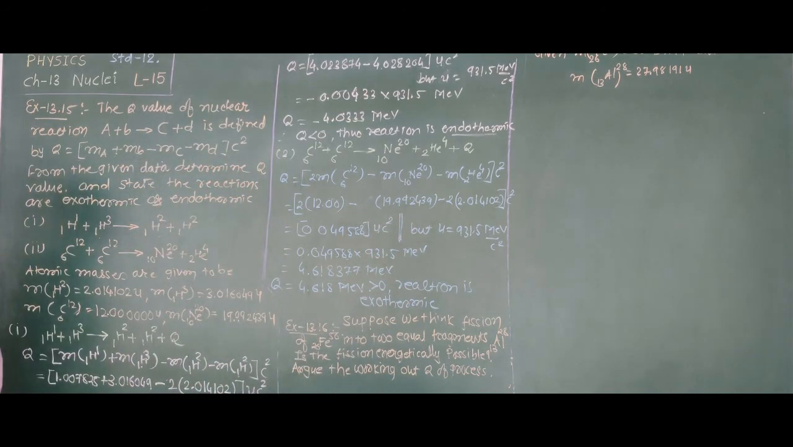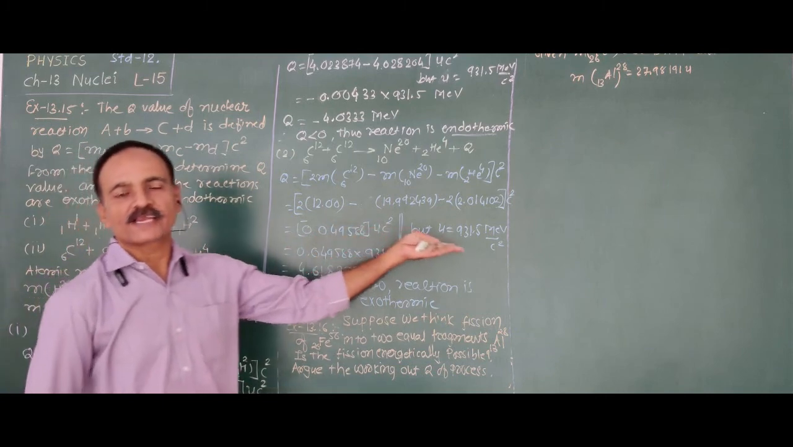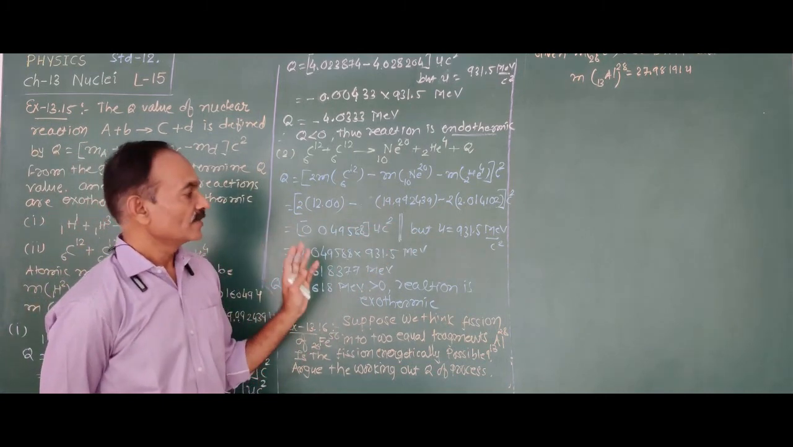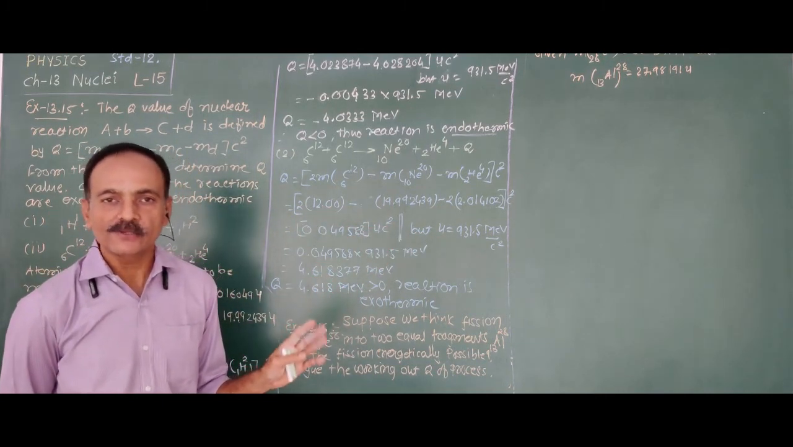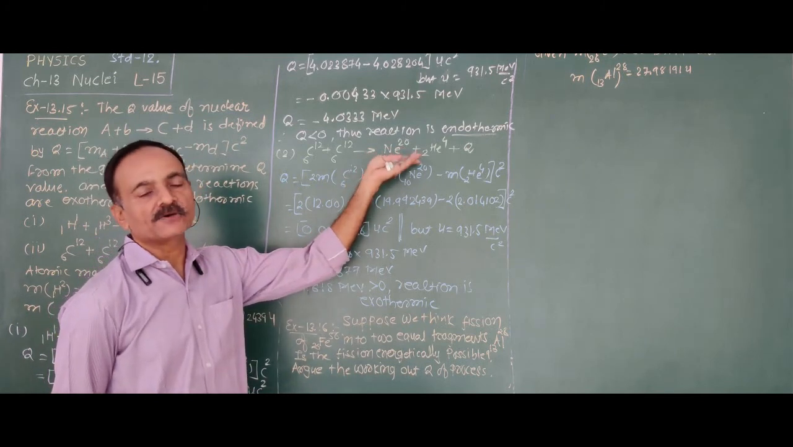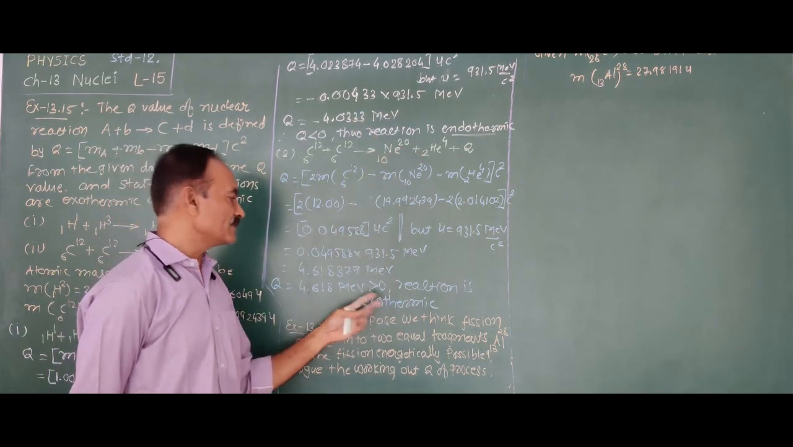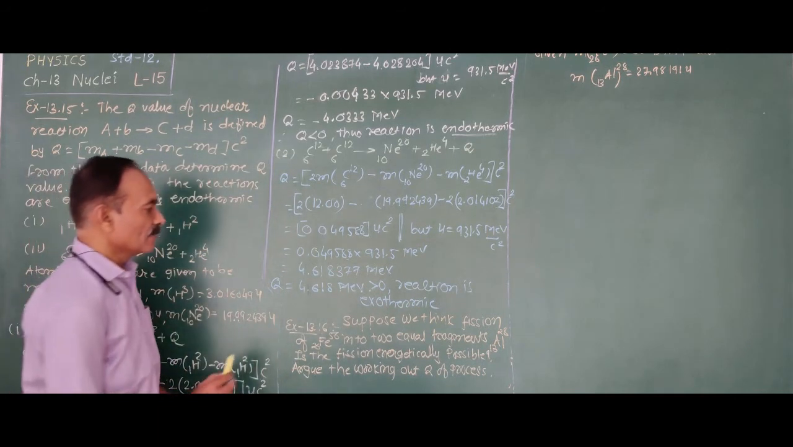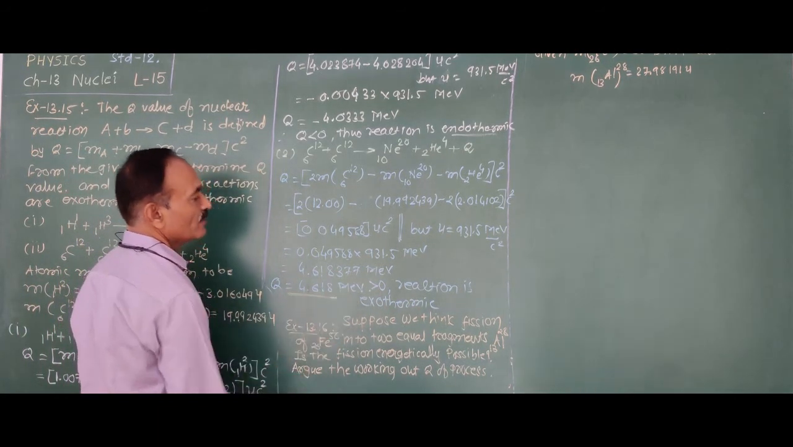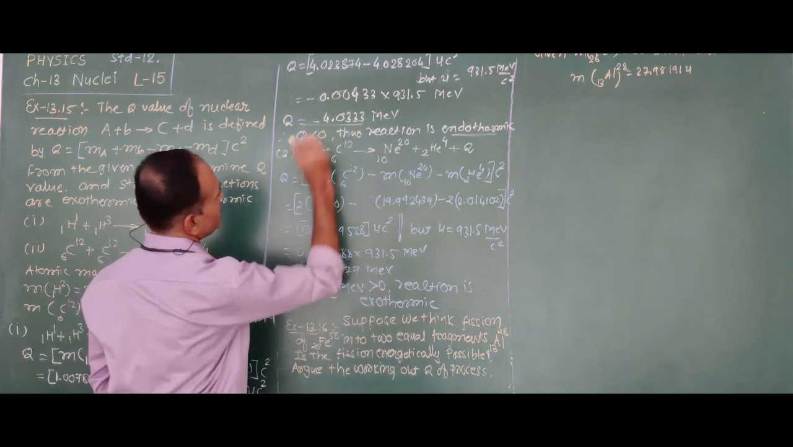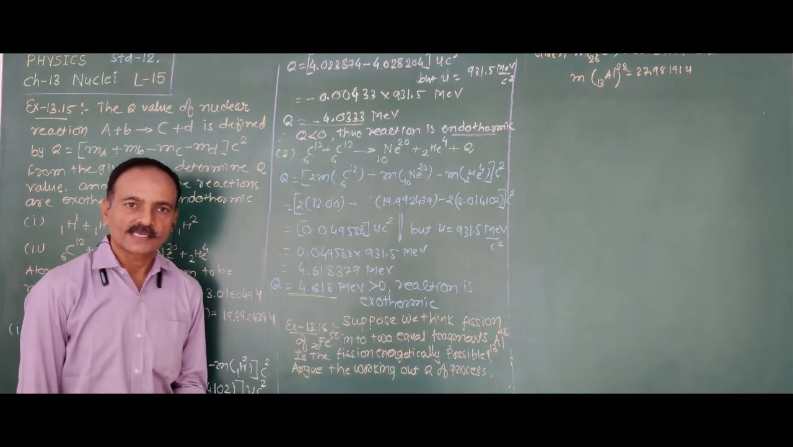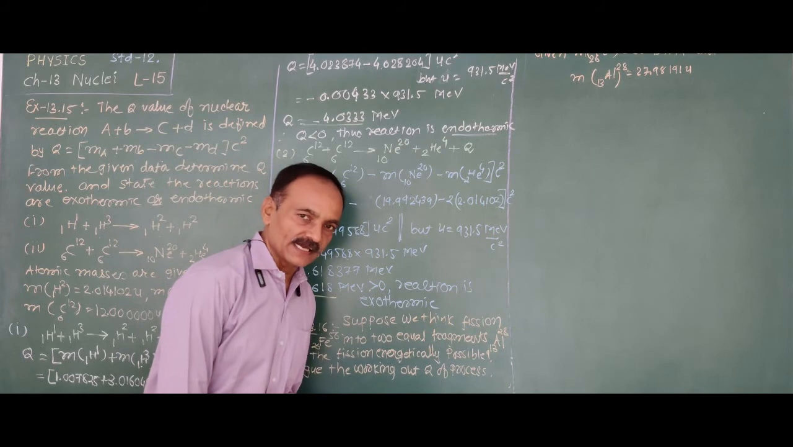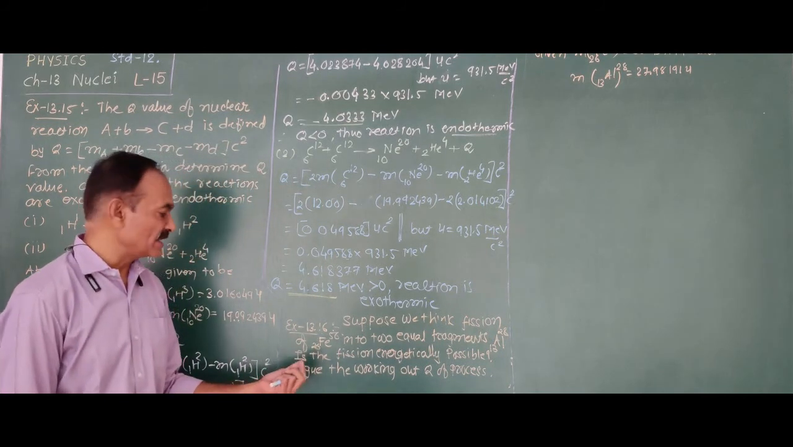Clear? Here the numerical value we have to substitute and calculation is required to find out the Q value, and if the Q is less than 0, reaction is endothermic, and if the Q is greater than 0, the reaction is exothermic. For this, here the Q value is positive, while here the Q is negative. Clear? Okay. After that, the next numerical is also similar.